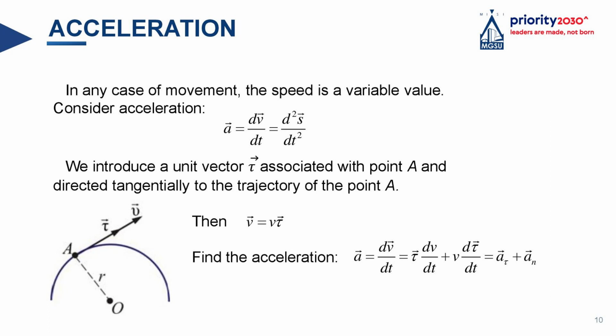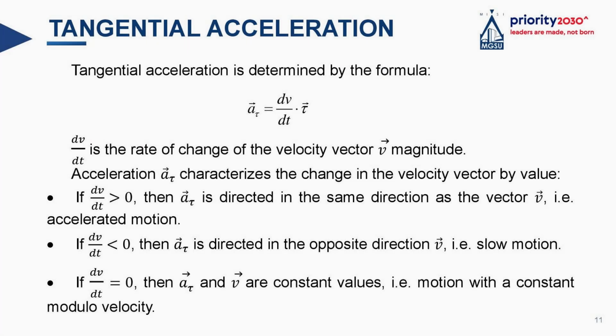We get two terms of acceleration. A vector tau is the tangential acceleration coinciding with the direction of the v vector at a given point, and vector an is the normal acceleration, or centripetal, since it's directed to the center of curvature, perpendicular to the vector tau. Tangential acceleration is determined by the formula in the slide, where dv over dt is the rate of change of the velocity vector v magnitude. Acceleration a vector tau characterizes the change in the velocity vector by value.